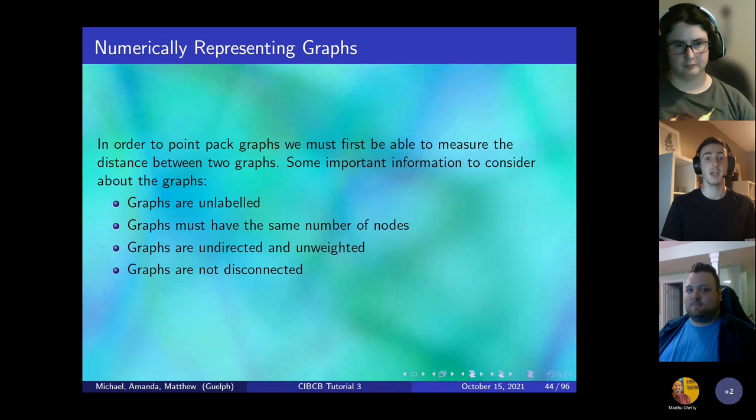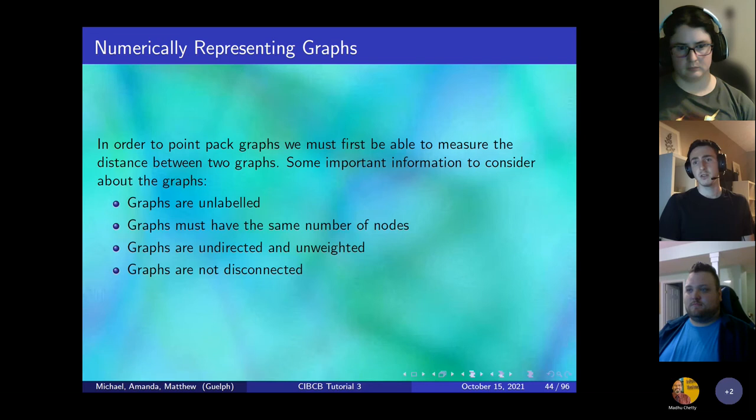Some important information to consider about the graphs for this specific problem, because graphs come in all flavors. The graphs that we're dealing with are unlabeled. They're strictly dealing with the structure of the network, and changing the labels on them really doesn't change the connectivity for our purposes. Graphs must have the same number of nodes to be compared. This is not entirely true, and some of the representations do enable us to compare the distance between graphs that don't have the same number of nodes, but it definitely decreases the clarity and is not considered here. Graphs are undirected and unweighted in these examples. This is really just for simplicity's sake.